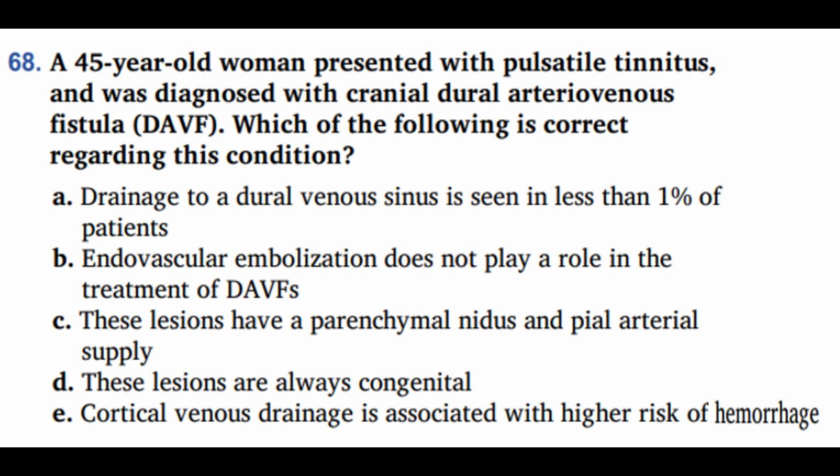Our answer is option E. Cortical venous drainage is associated with higher risks of hemorrhage. Why are other options not correct?